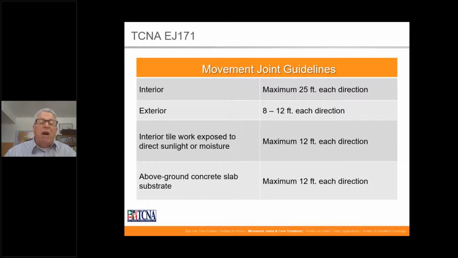An above ground concrete slab, that means we're talking about a structural slab that's either post-tension concrete or pre-stressed concrete, one of these structural type of slabs where they're designed to move but span greater distances unsupported. There we're going to be at 12 feet too. Again, you could look this all up in the Tile Council of North America under expansion joint EJ 171.